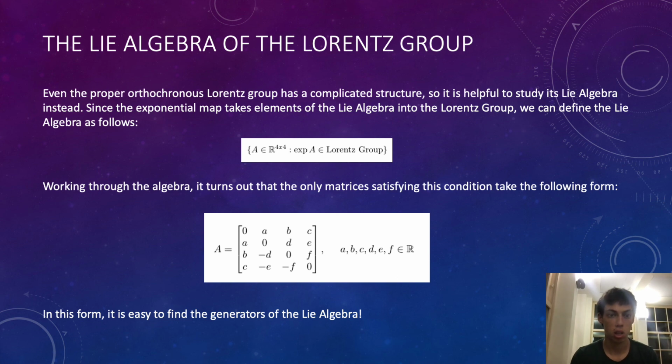So notice that this has 6 degrees of freedom, meaning that the dimension of the Lie algebra is the same as the dimension of the Lorentz group, which is what we wanted. Also notice that in this form, it's pretty easy to see what the generators of the Lie algebra are. Just let A equal 1 and have B through F be 0, or let B equal 1, or C equal 1, etc.